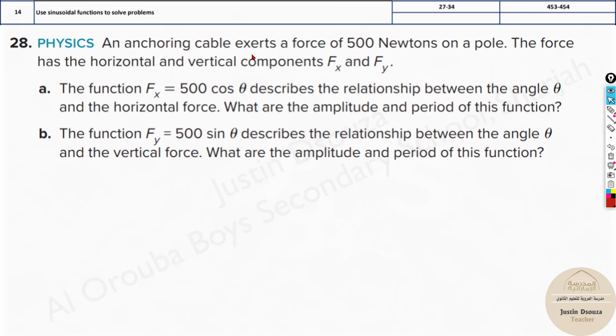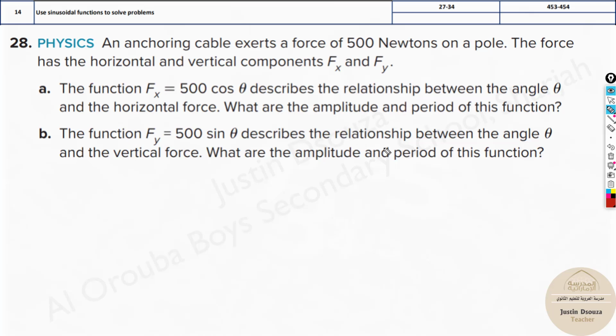Here we have a real life situation problem. An anchoring cable exerts a force of 500 Newton on a pole. The force has the horizontal and vertical components, f of x, f of y. Always x relates to the horizontal component, y to the vertical. The function f of x is given over here, 500 cos theta. Describe the relationship between the angle theta and the horizontal force. What are the amplitude and period of this function?